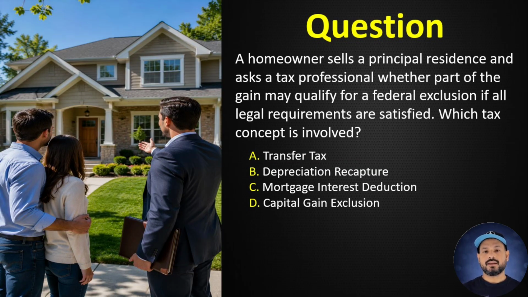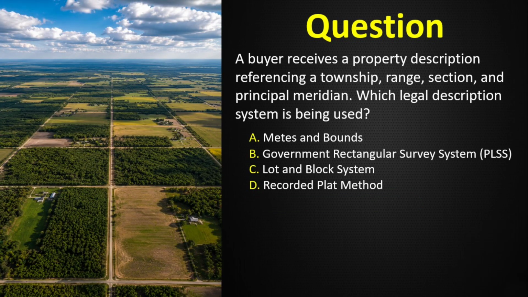Question number 49. A homeowner sells a principal residence and asks a tax professional whether part of the gain may qualify for a federal exclusion if all legal requirements are satisfied. Which tax concept is involved? A. Transfer tax. B. Depreciation recapture. C. Mortgage interest deduction. D. Capital gain exclusion. Correct answer, D. Capital gain exclusion. Federal tax law may allow qualifying homeowners to exclude part of the gain from a principal residence sale.